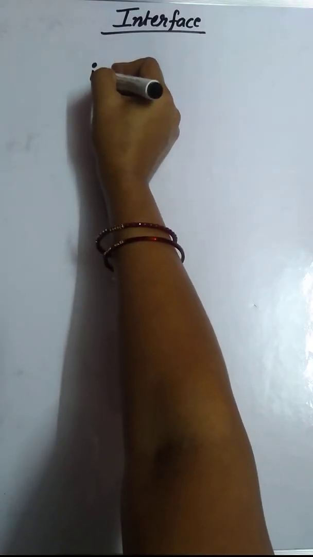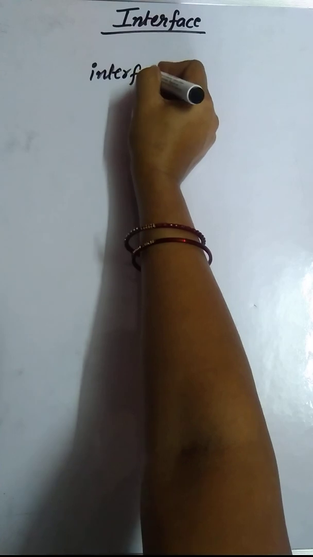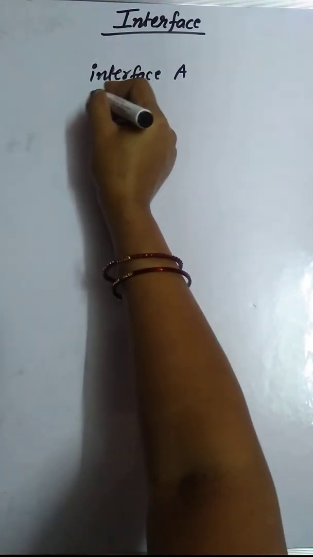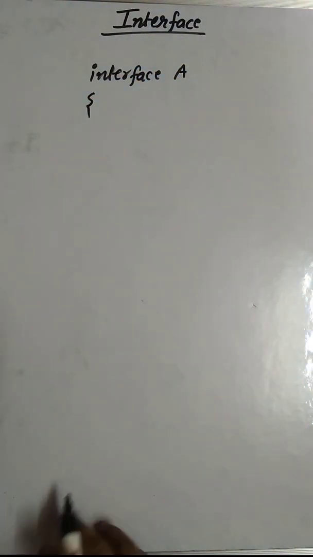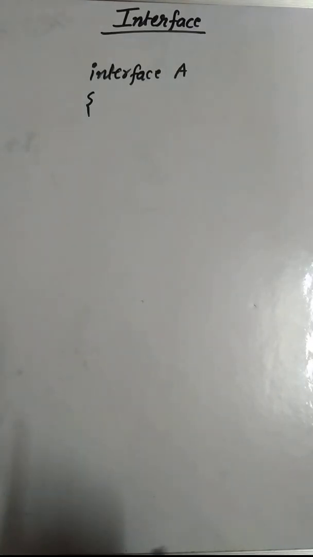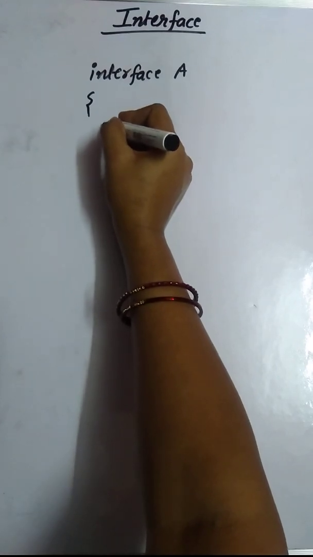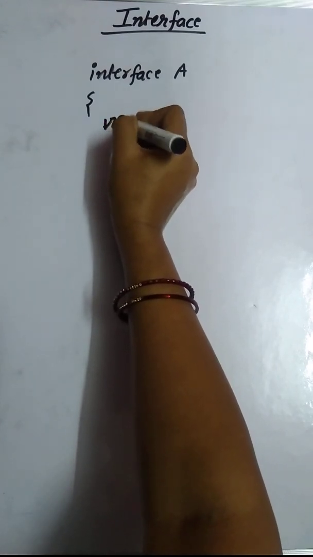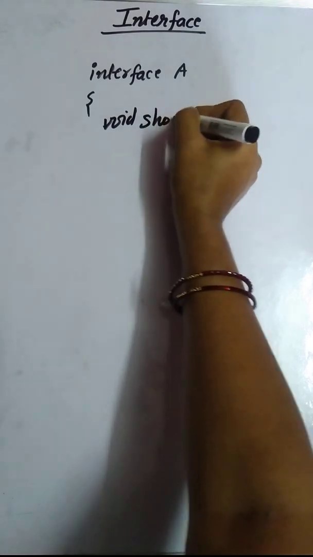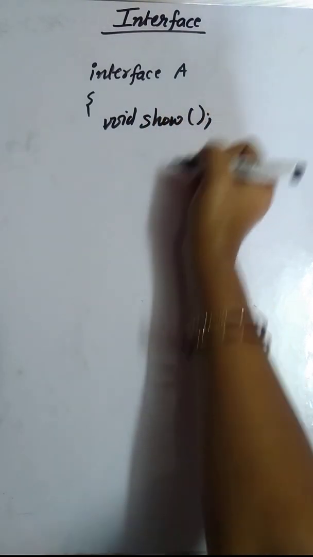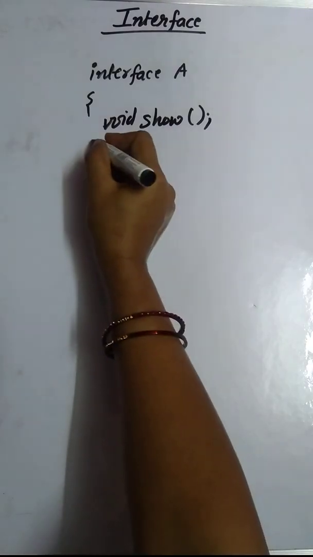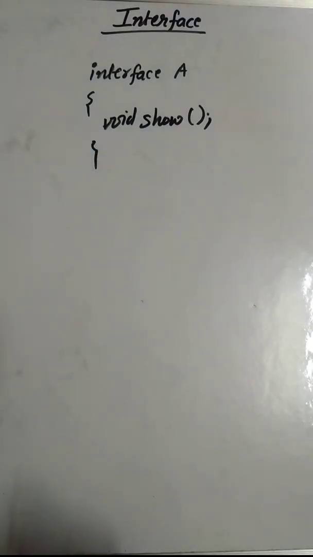Okay, suppose here is interface A. And you know that in an interface we only declare the method, and that method is by default public and abstract. So suppose here I am writing a function void show. Show is the function which we declare within the interface. Here I close this interface.